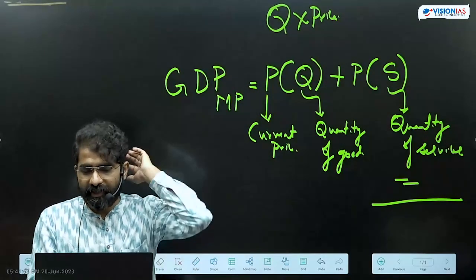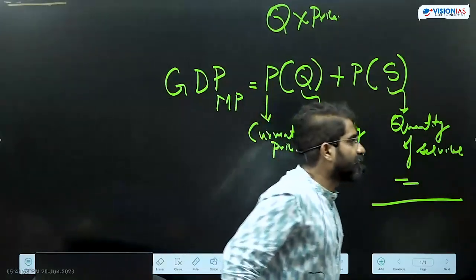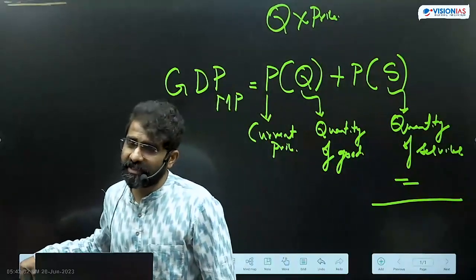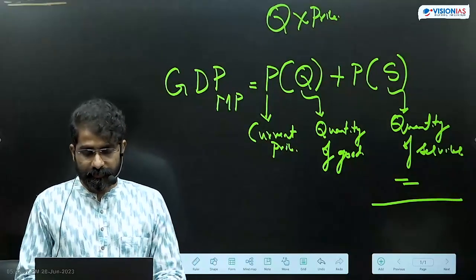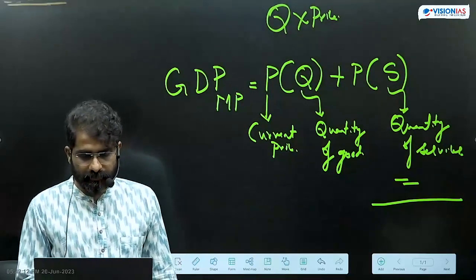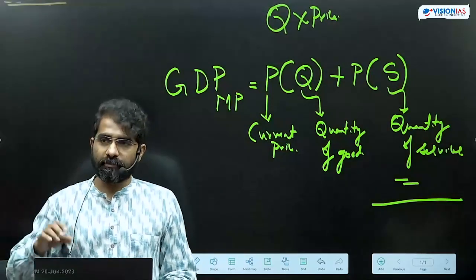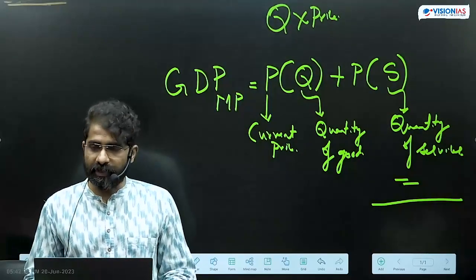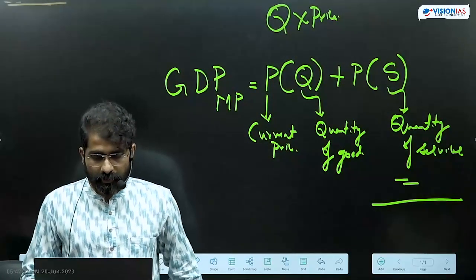So next, put the heading precautions. Just write down items included / excluded. Okay, under that, first put the heading items included. There may be some doubt with these, that is why we have to mention them. They are important for prelims.